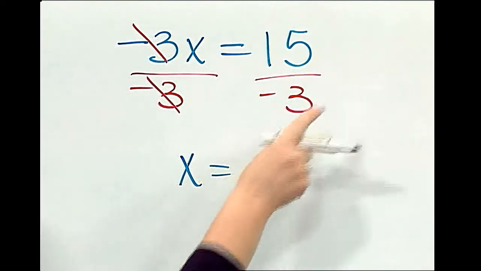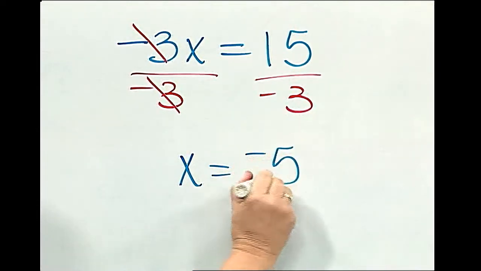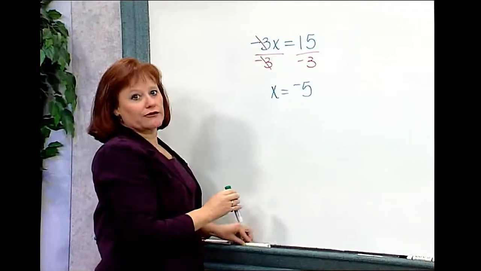So I have x is equal to 15 divided by negative 3. 15 divided by negative 3 is negative 5. So the solution to my equation appears to be negative 5.